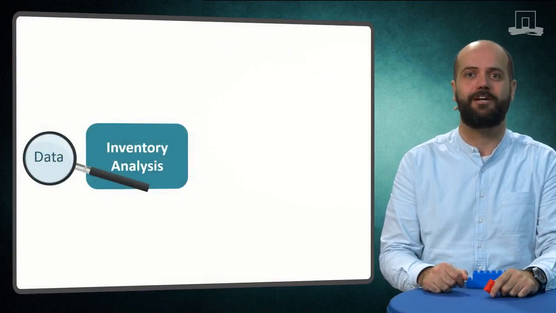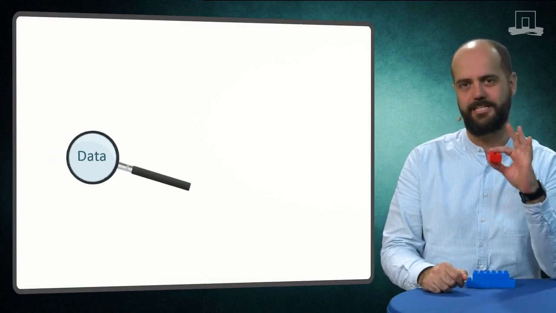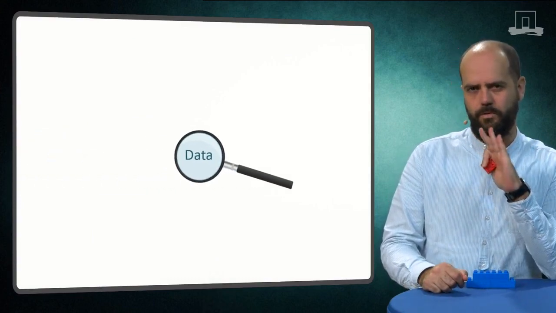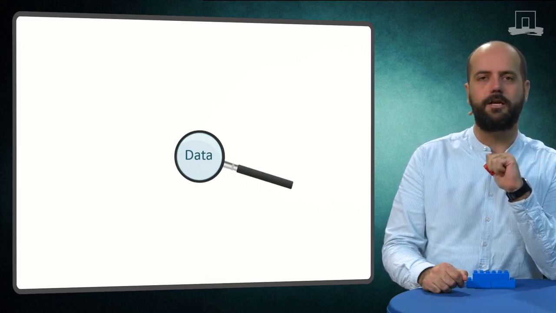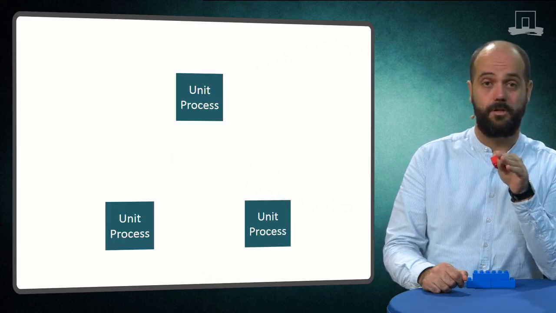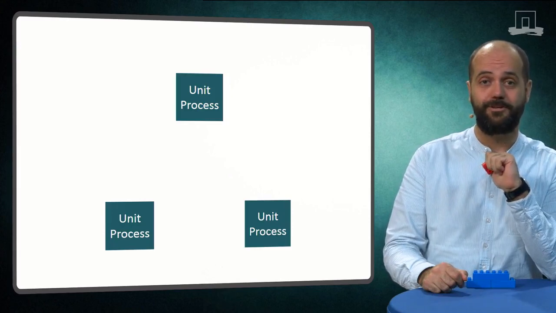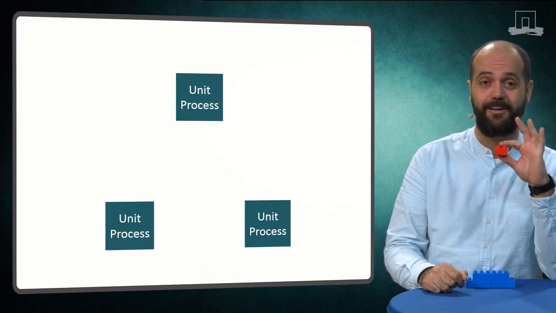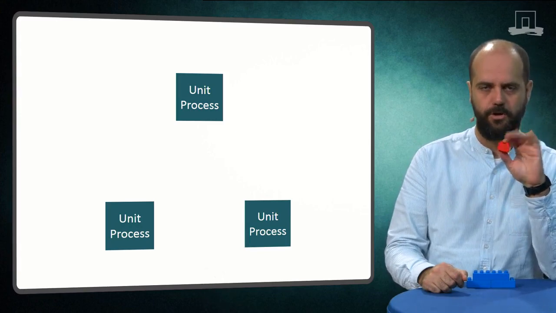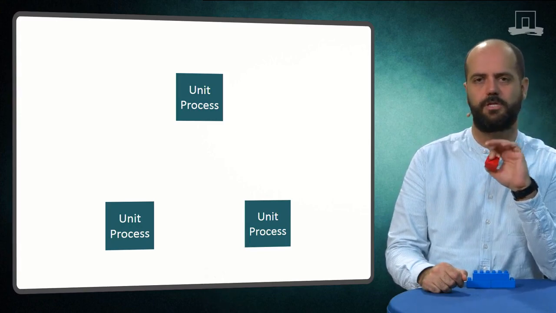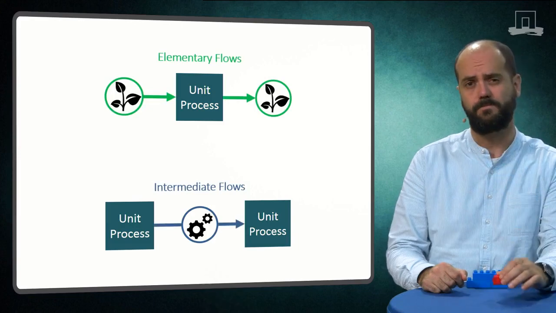Today we are discussing the inventory analysis stage of the life cycle assessment, and specifically the data. We will talk about when we need to collect the data ourselves and when we can use generic databases. Do you remember that unit processes are our building blocks in LCA? You should also remember that the data attached to these unit processes consists of material flows, inputs and outputs.